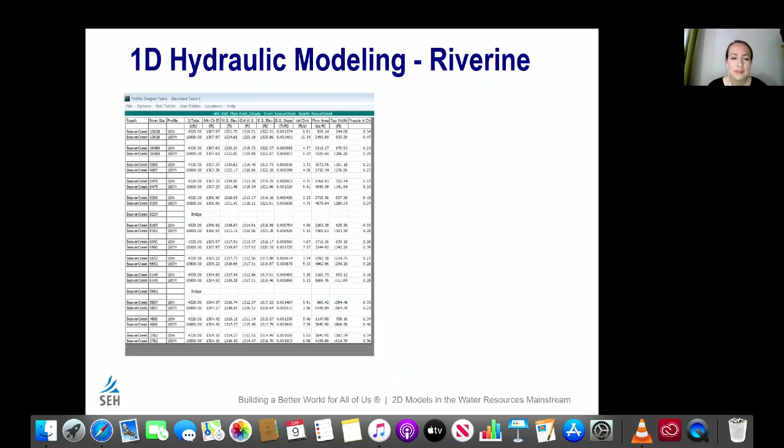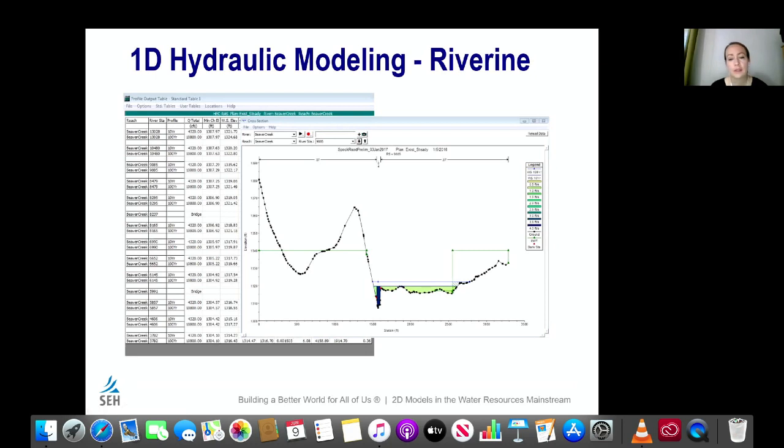The results that we get from a 1D model can be tabular like this, where we can see at a particular cross-section location what the estimated water surface elevations are for different flow rates. We can also view the results at each cross-section that we've defined within the model. So at each cross-section, we're going to see a single water surface elevation for each flow rate that was analyzed.